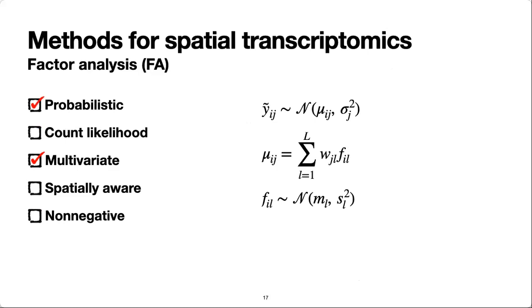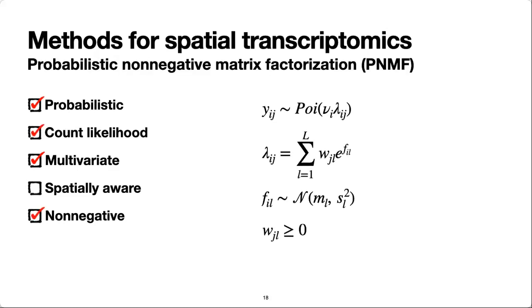Factor analysis is another very similar model to probabilistic PCA. The only difference is we're allowing a different noise term for each feature or gene. Now we're getting to something a little more interesting: non-negative matrix factorization, or what I call probabilistic non-negative matrix factorization, which is essentially a very similar type of thing. It's just that it has a prior to do some regularization.